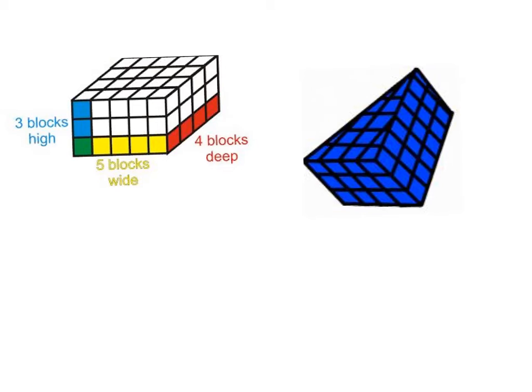So if you noticed here, we're going to have the area of the base here. So it's going to be 5 times 4. Okay, so when you see the formula, it's going to have a capital B and the height.